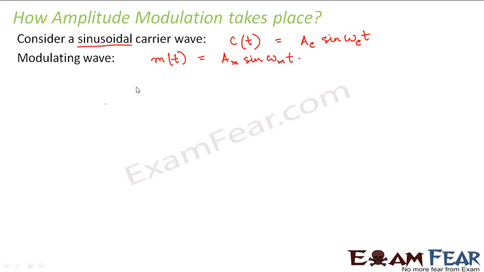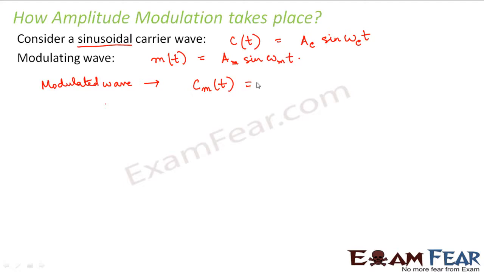Now what happens in amplitude modulation? This modulating wave will combine with this carrier wave. Combine in the sense that the amplitude of the carrier wave will get modified as per the modulating wave. So what would be the modulated wave? After modulation, what would be the wave? It will be Cm of t, the same carrier wave which is modulated due to this message signal.